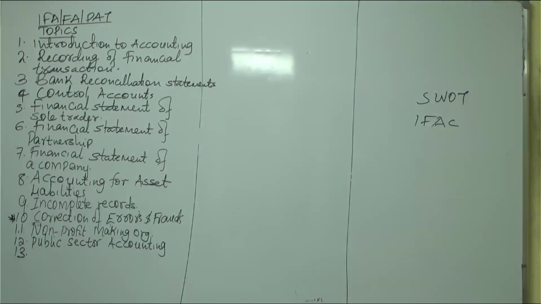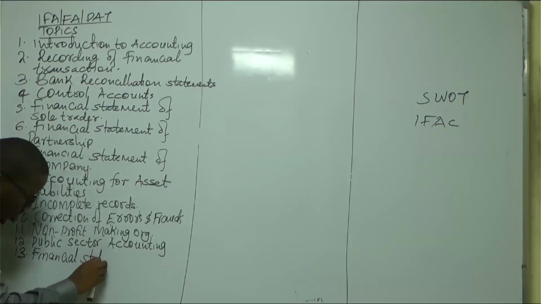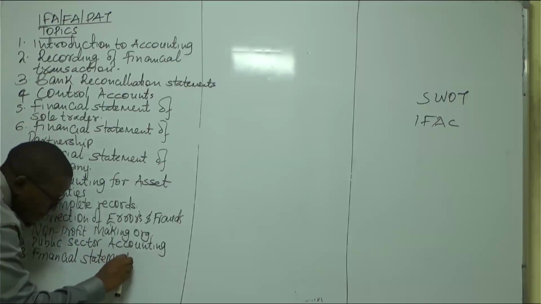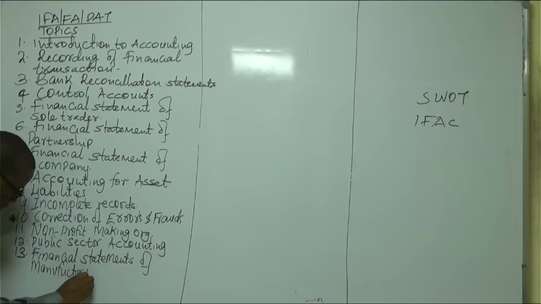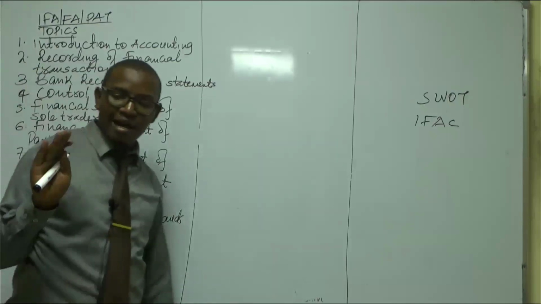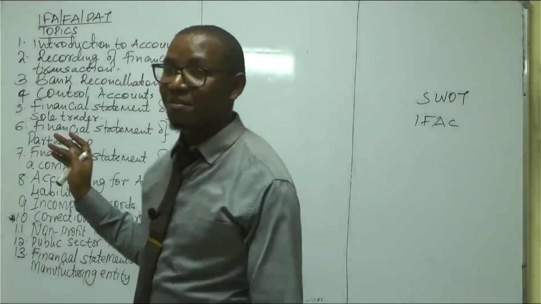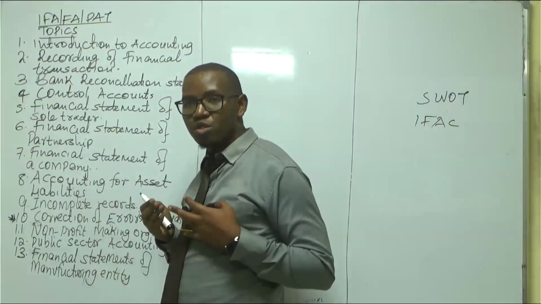Continuing on accounting, number 13 is now for those that are doing FA in CPA and CFA and ATD2. They will also do what we call the financial statements of a manufacturing entity. Now, I want you to differentiate a company and a manufacturing entity. A company here buys goods and sells them.